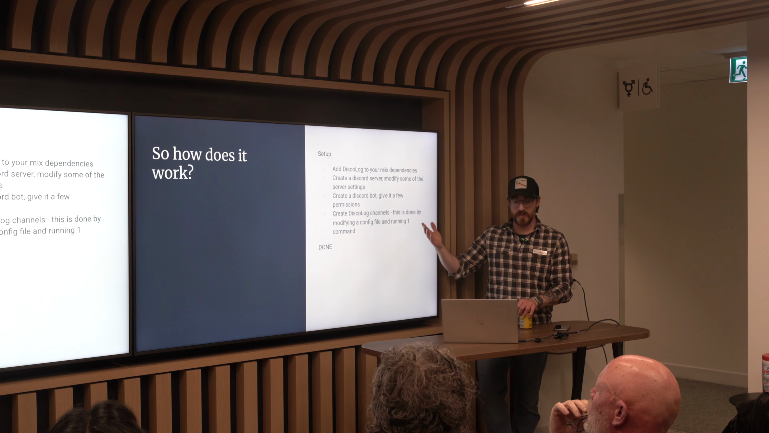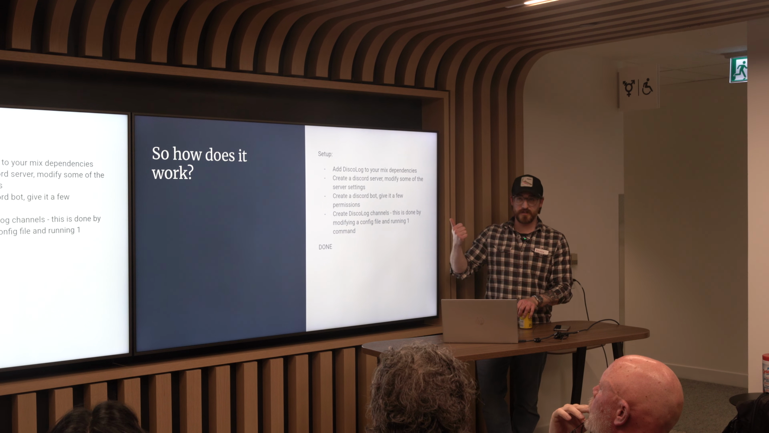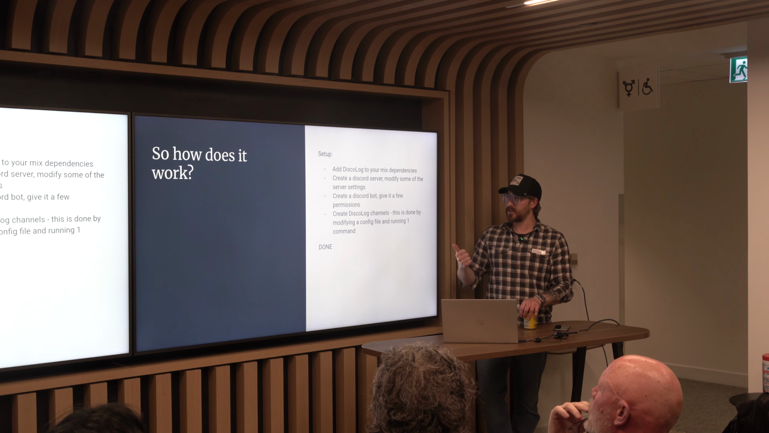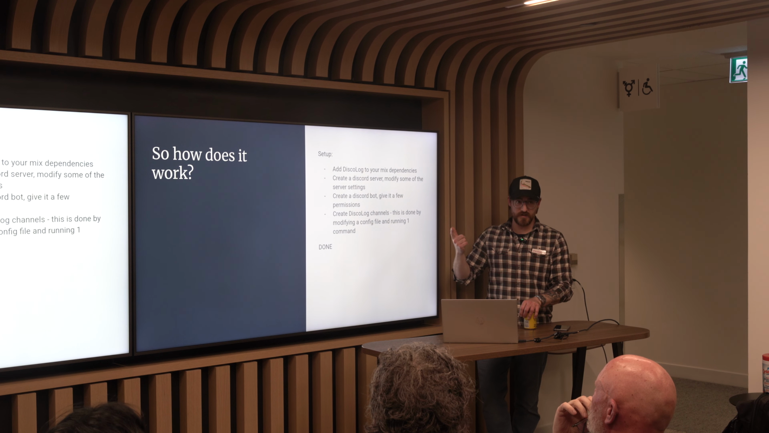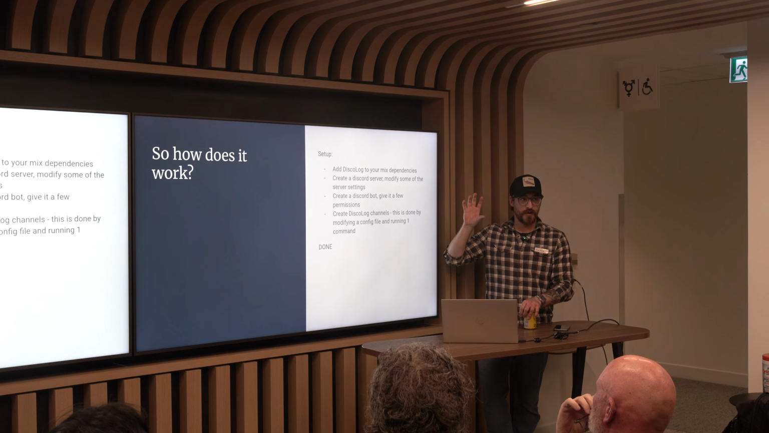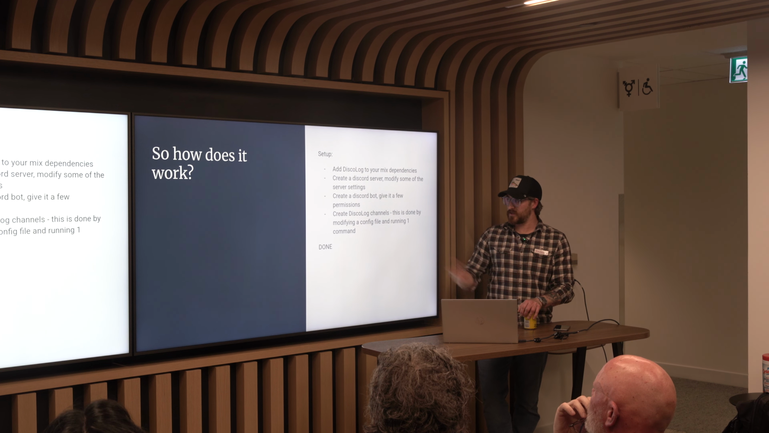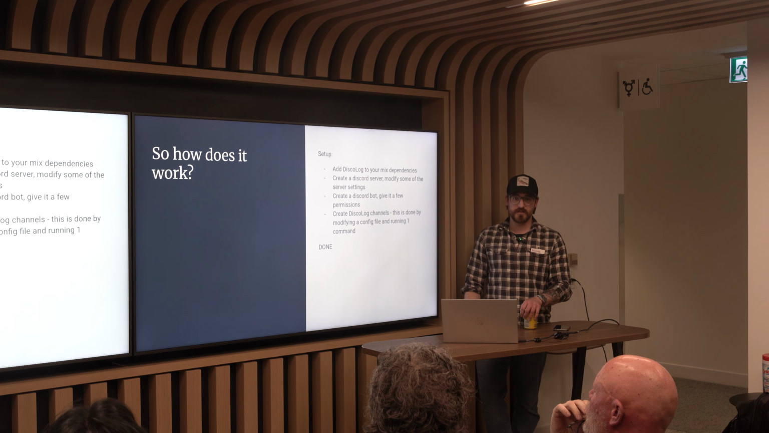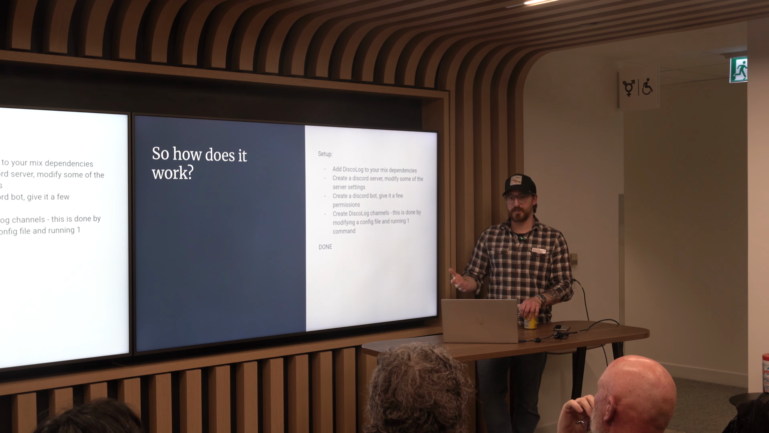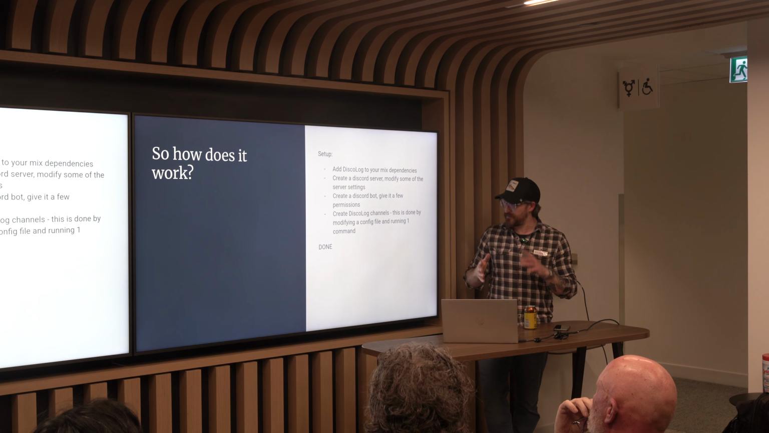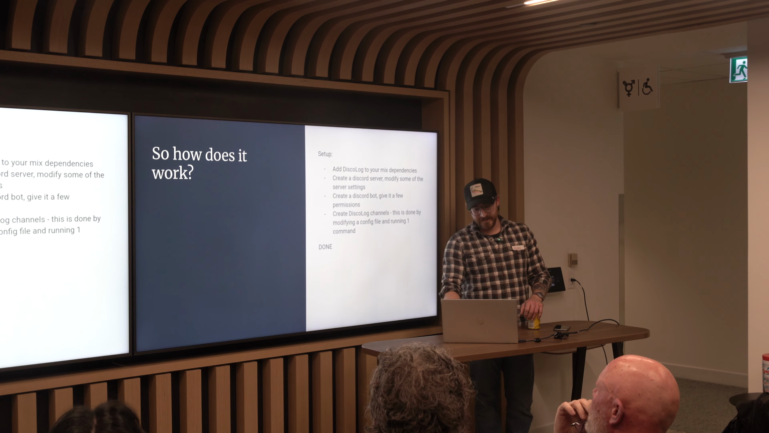The setup is 4 steps. You add DiscoLog to your mix dependencies, and you install it. You create your own Discord server. You modify some of the server settings, and the DiscoLog documentation tells you exactly what to do and how. You create a Discord bot, give it a few permissions, and then you create your DiscoLog channels. And you do that by filling out a config file. So it takes literally 5 minutes, and you're done.